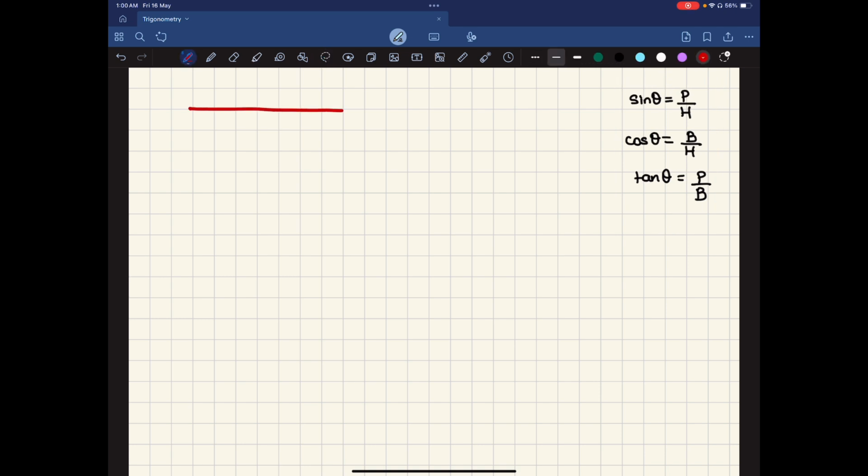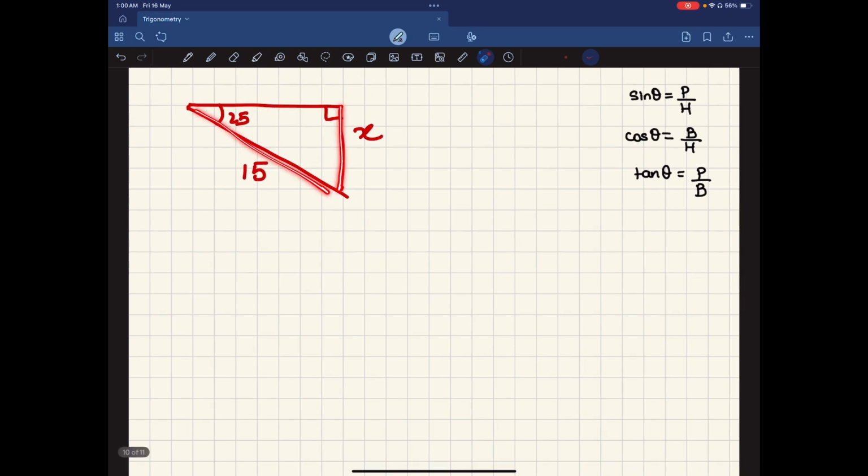Okay, let's do another example. So this is 25. This is x, this is 15. First step, check whether it's a right angle triangle or not. It is indeed a right angle triangle, so we can safely apply either Pythagoras or trig ratios. Now, since an angle is involved and we have an unknown side, and we do not know what the third side is, we cannot apply Pythagoras.